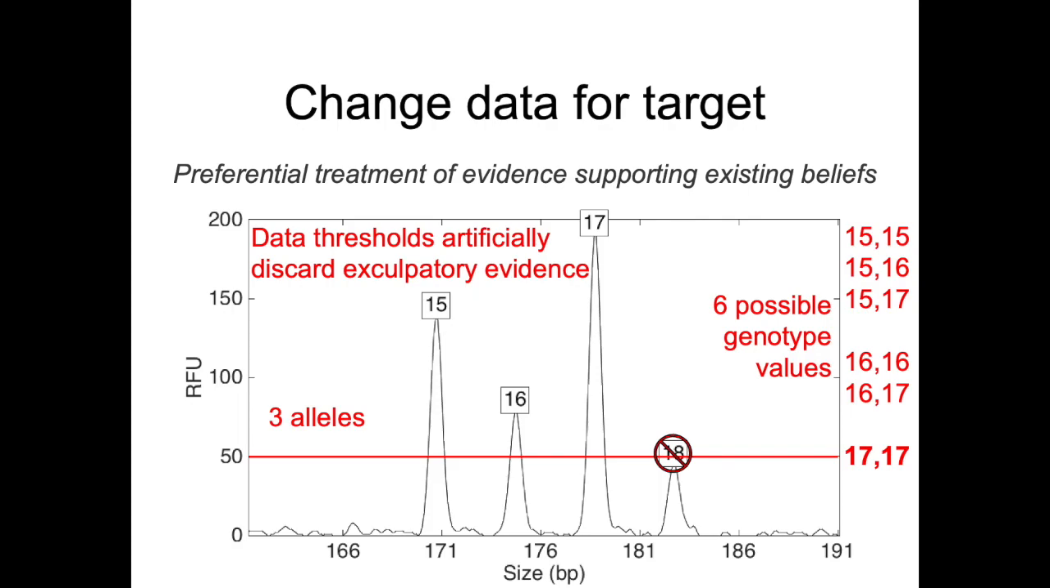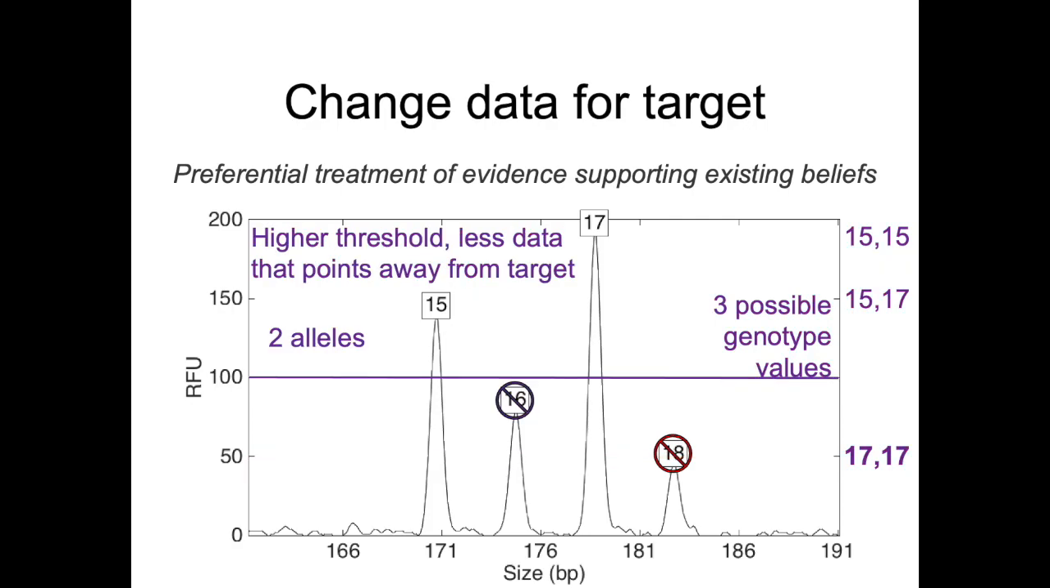Here, we see a threshold of 50 RFU being applied, and the peak at 18 on the bottom right is now gone. There are only 3 alleles. Well, that leaves the allele peaks 15, 16, and 17. And now there are only 6, not 10, possible genotype values, as we see on the right, and that 17-17 option, that's the target, becomes more prominent.